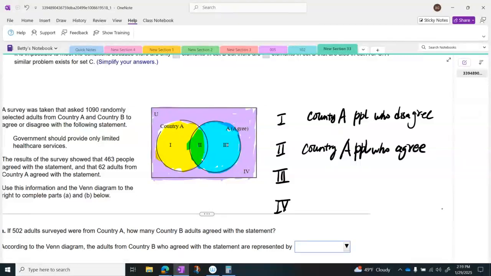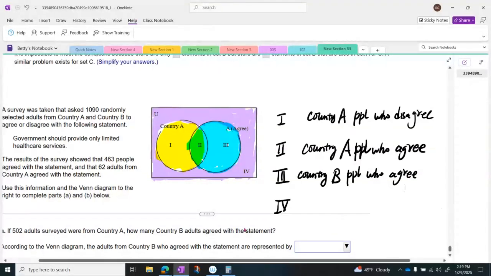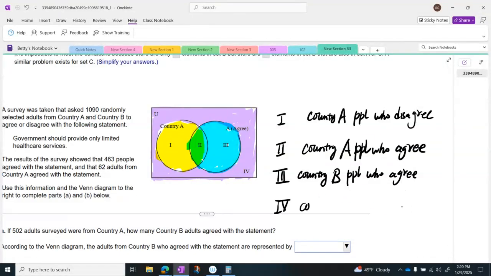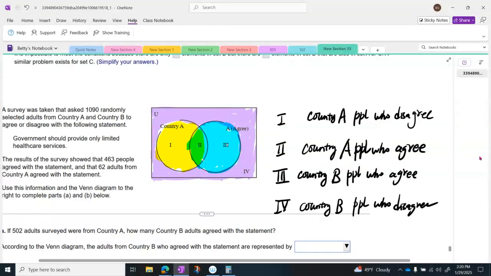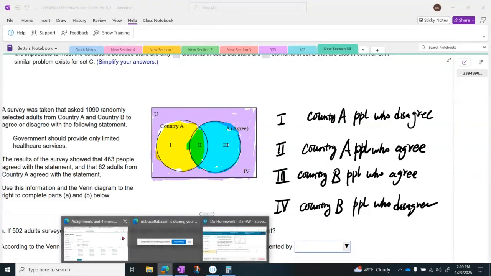And region 3 represents the people from country B who agree. Because region 3 is in the blue circle, but not in the yellow circle. So region 3 represents people from country B who agree. And region 4, the purple region, are from country B who disagree. Right? So I want you to write this down because we are running out of time.